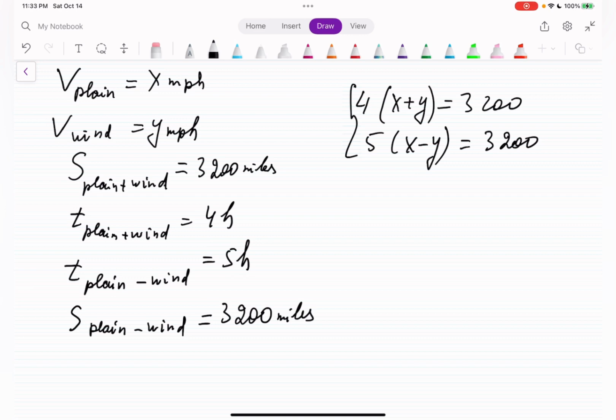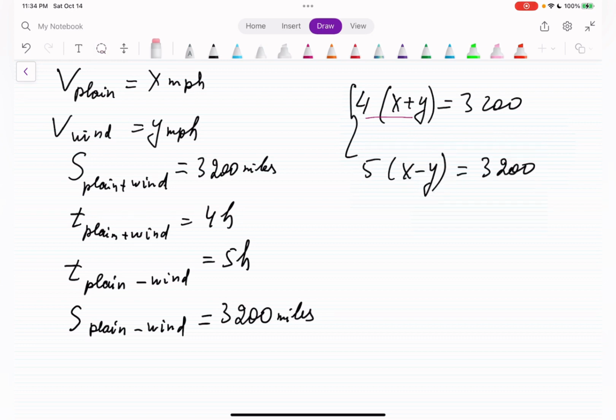3,200 divided by 4: 32 divided by 4 is going to be 8. And 3,200 divided by 5 is 640. I'm going to solve it a much easier way. So look here, let me move this a little bit down to leave a space. I am dividing by 4 both sides, and this one dividing by 5 both sides.